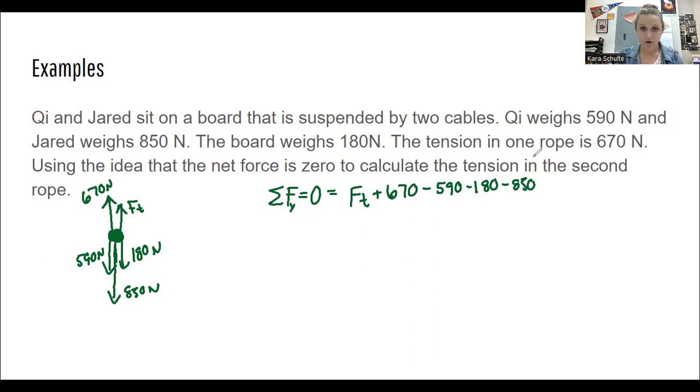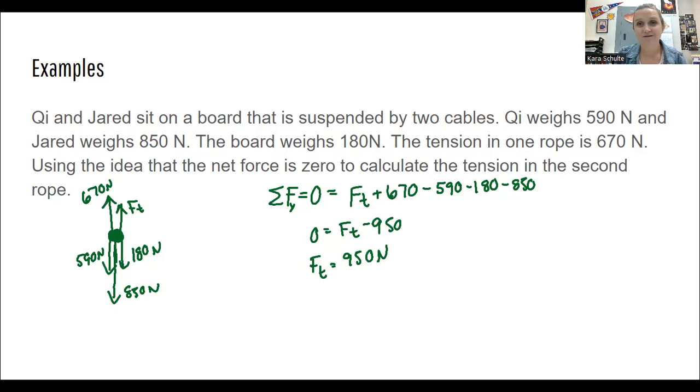Pretty straightforward problem. We're going to say 0 is equal to FT, and then we're going to figure out what the number on the other side is going to be. So I do 670 minus 590 minus 180 minus 850. And this gives me a negative 950 newtons. So it means I have still an excess of 950 going down, which means that other rope has to have 950 newtons going up.